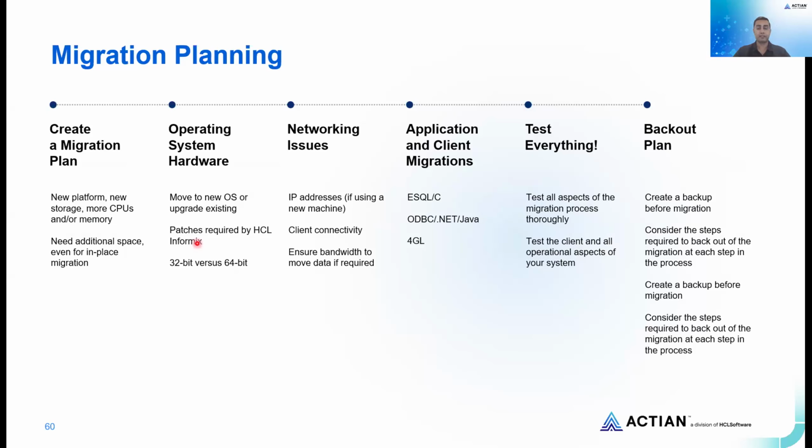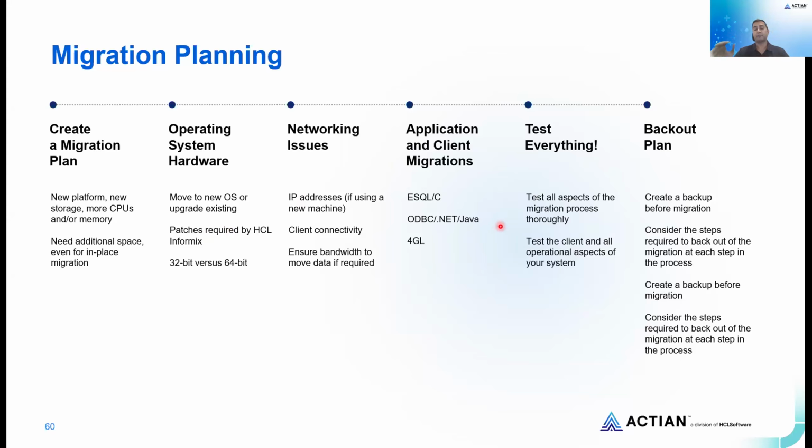So next, we assess operating system and hardware, whether upgrading the OS, applying regular patches, or moving from 32-bit to 64-bit environments. So that's what we assess. And talking about networking issues, networking is often overlooked but crucial, right? For instance, IP changes, client connectivity, and ensuring sufficient bandwidth for data movement must be validated early in the game. As I mentioned in the previous slide, it's more about proactive healing instead of reactive break-fix.